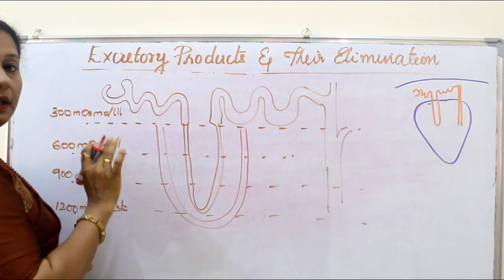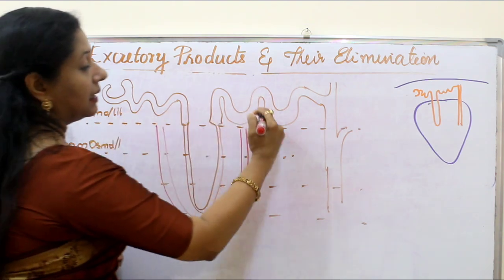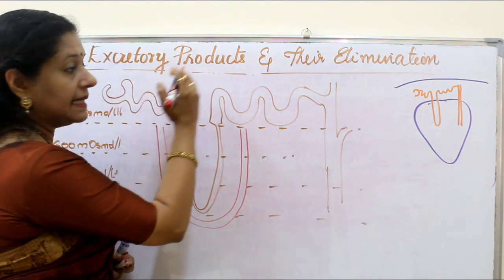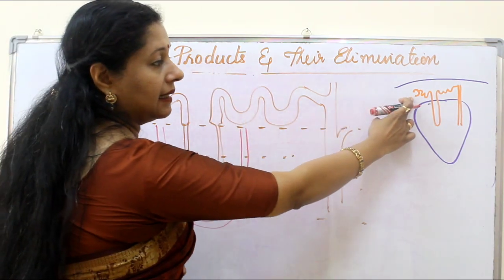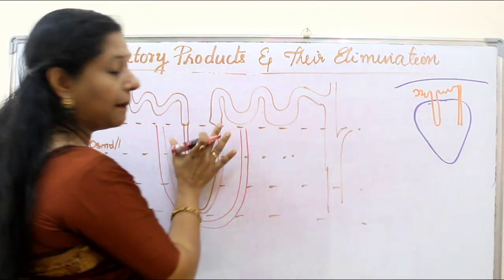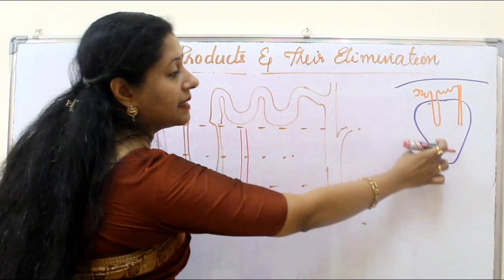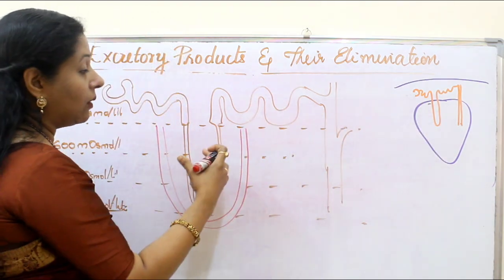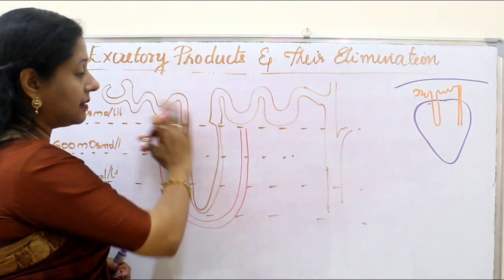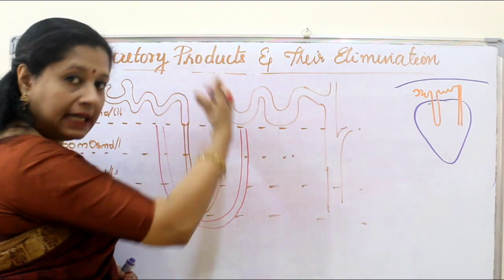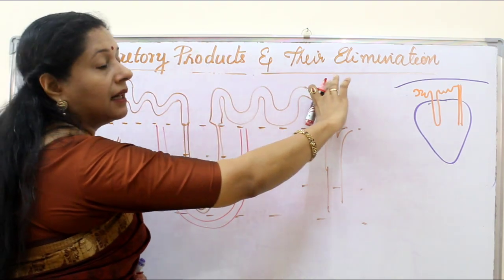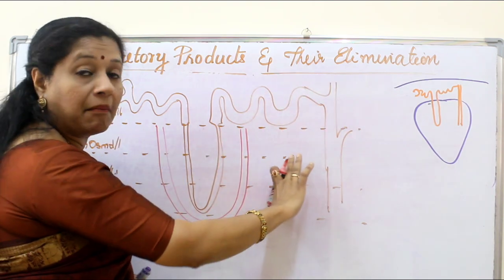Now we know that the Bowman's capsule, PCT, DCT, all these are lying in the cortical region, whereas this part, the loop of Henle, is in the medulla region. Now, this is a nephron. It is not floating in the air, right? Behind this, the kidney cells are there. This part has the cortical cells, this part has the medullary cells.